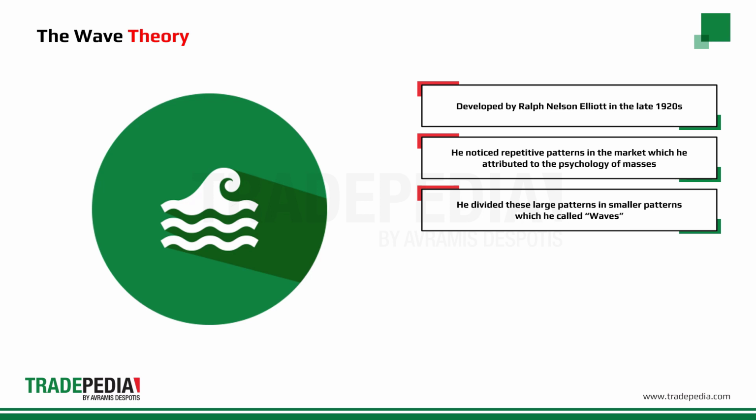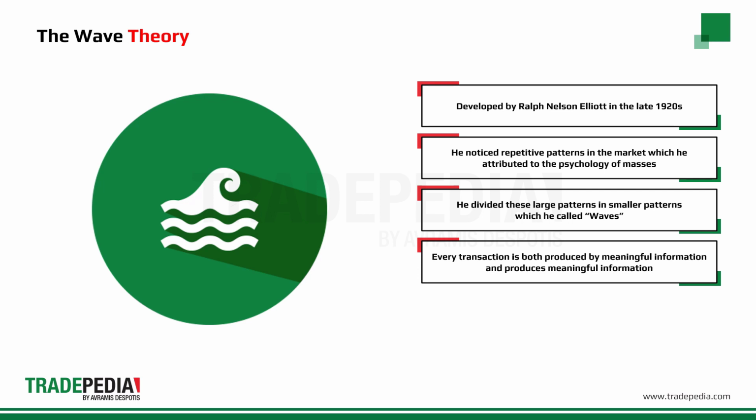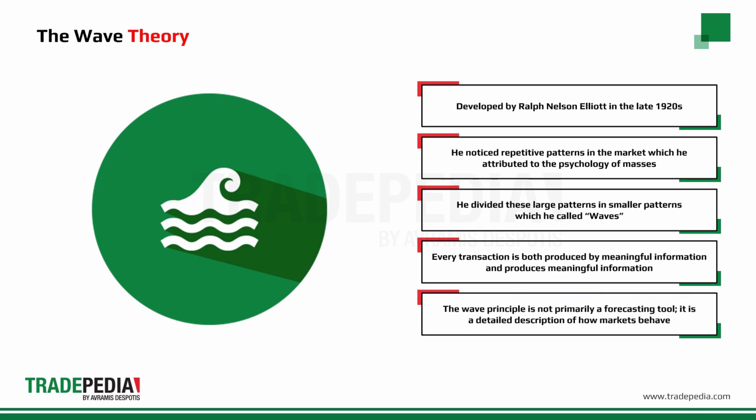Under the wave principle, every market transaction is both produced by meaningful information and produces meaningful information. Although it is the best forecasting tool in existence, the wave principle is not primarily a forecasting tool. It is a detailed description of how markets behave. Many areas of mass human activity follow the wave principle, but the stock market is where it is most popularly applied.